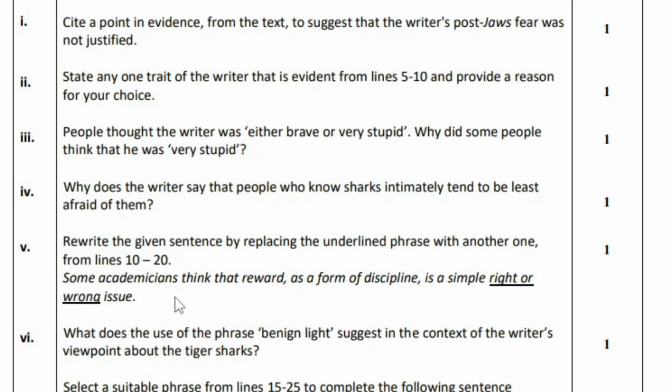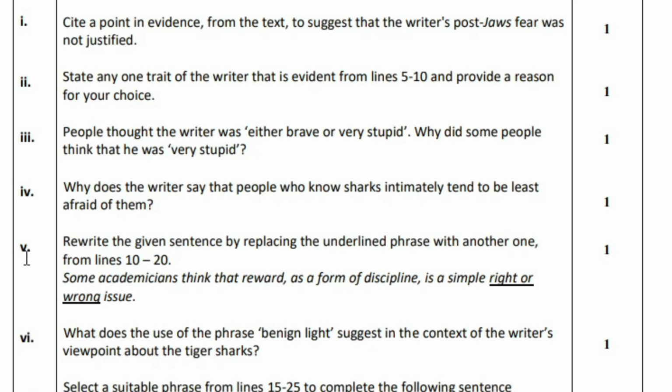See, this kind of question is new to students. Even in classrooms also, teachers have not made the students practice in this way. Rewrite the given sentence by replacing the underlined phrase with one or other from lines 10 to 20. So it is not like the general questions or background questions or asking information from the passage. CBSE has given a new kind of questions also.